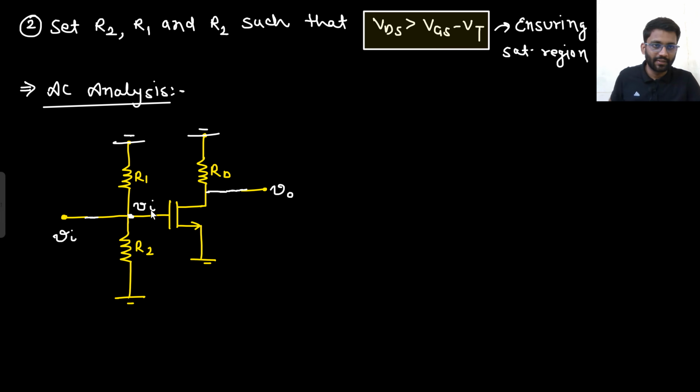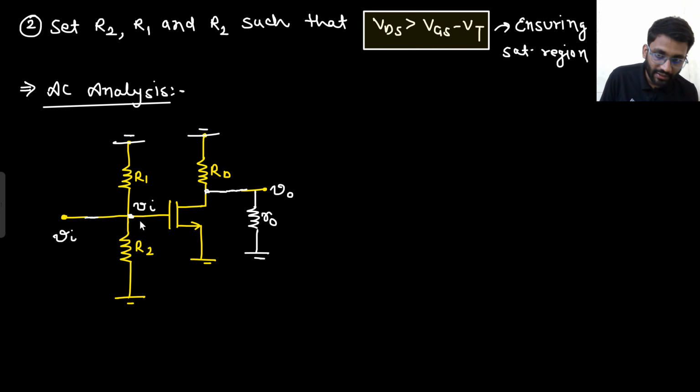Are you getting this point? I have biased my amplifier such that when I am doing the AC analysis, this Vin is completely coming to the amplifier. There is no use of this R1 and R2. Are you getting this point or not? Between drain to source, R not is connected. Source is grounded, so I am making this as grounded as well.